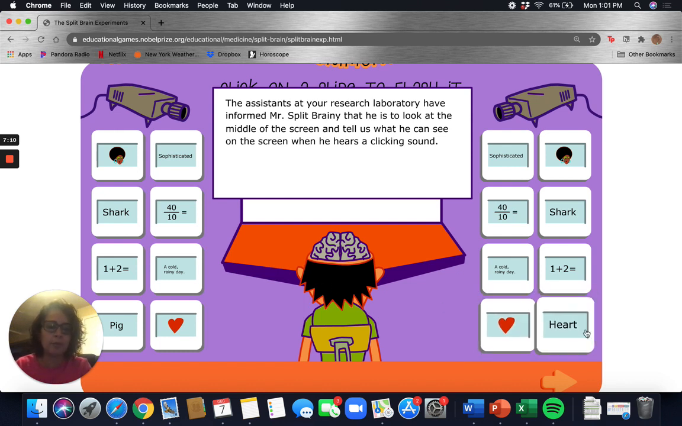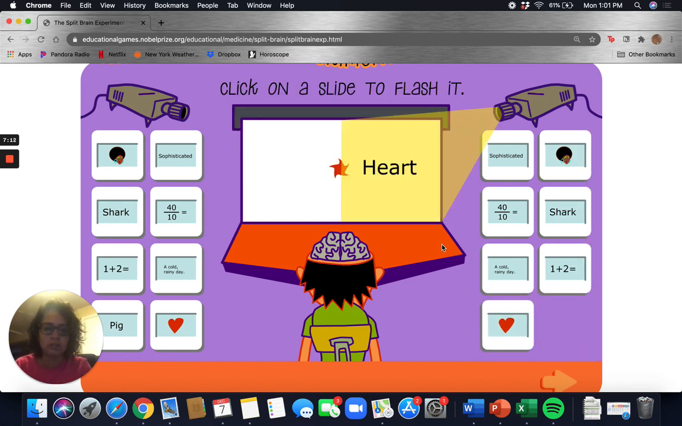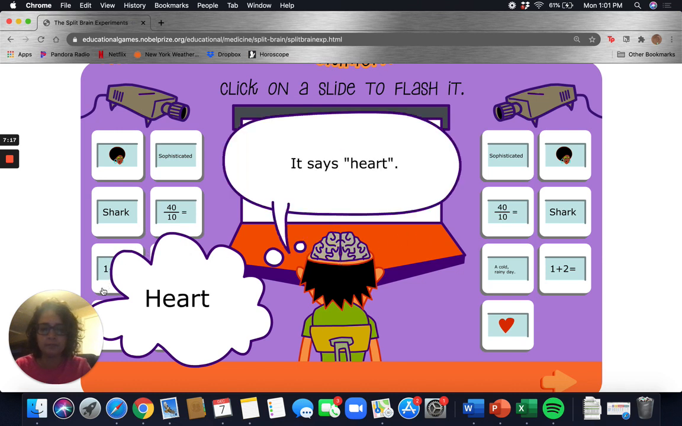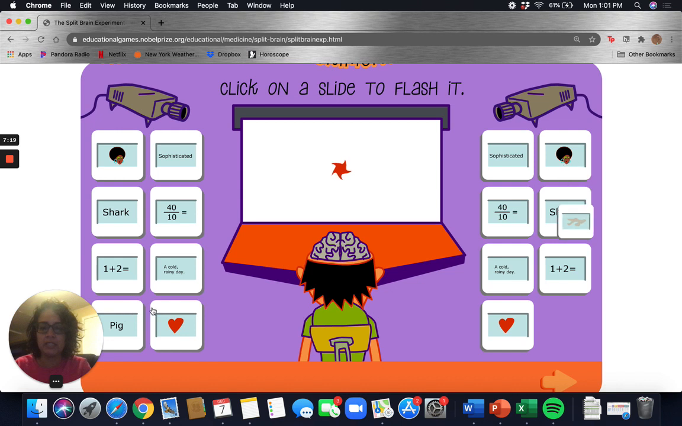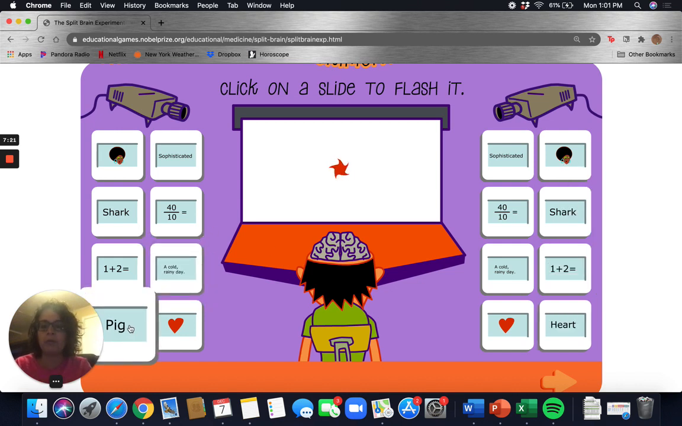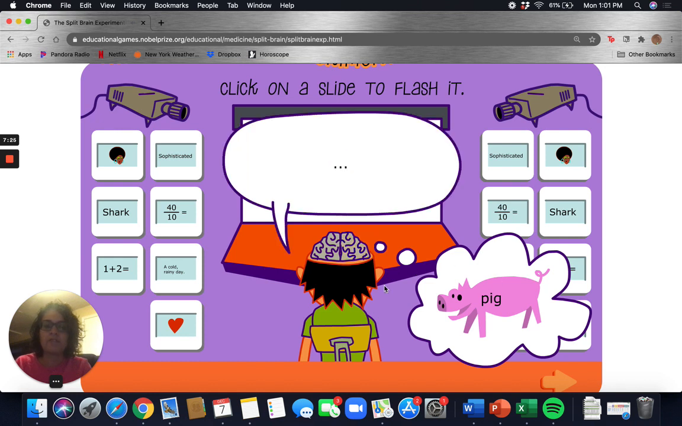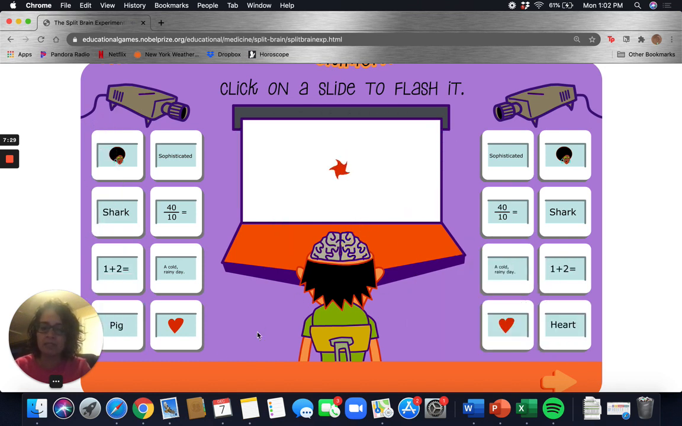Here's an example: if I show heart on one side, students would be able to see what would happen there. But if I show pig on the other, it's very different. So students would be able to come up with that themselves, using the note-taking guide as their reference for what they should be doing.